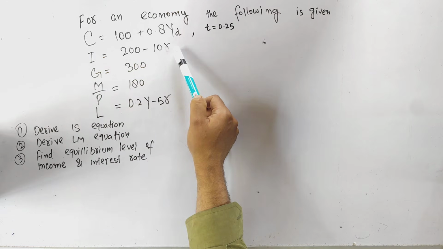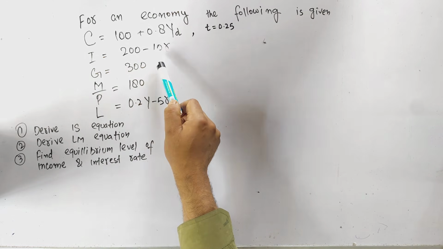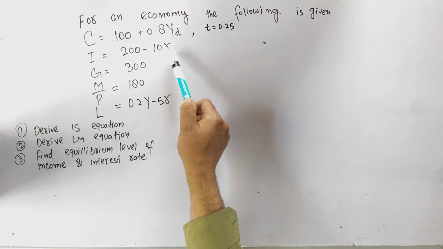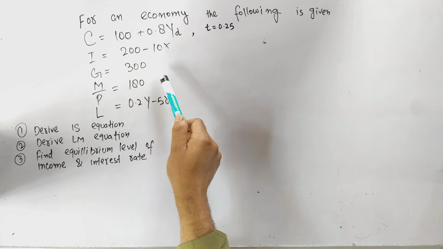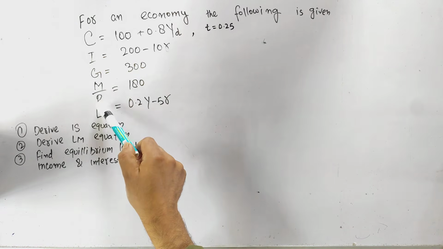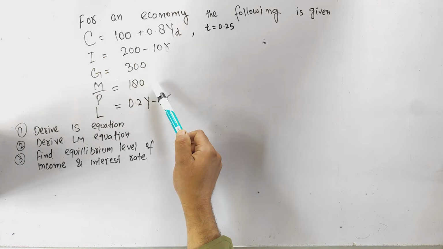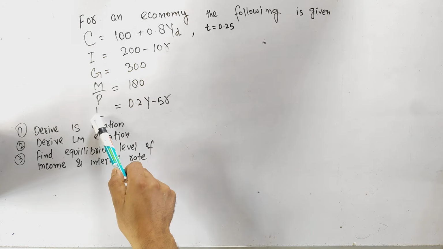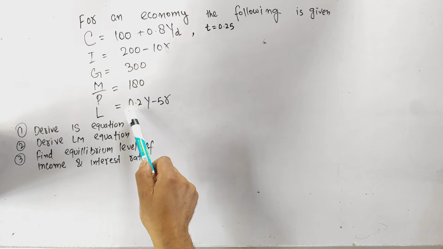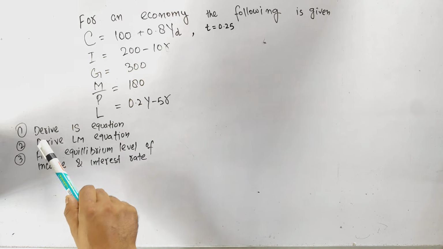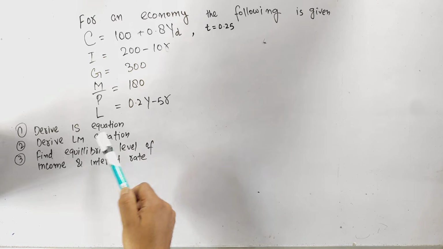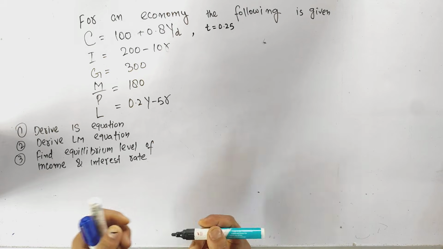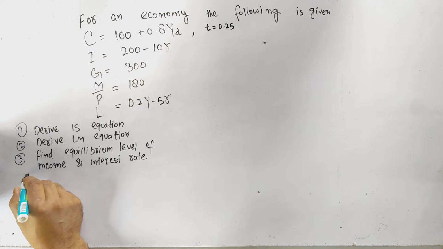Investment is a negative function of the rate of interest, equal to 200 minus 10R, where 200 is the autonomous investment when the interest rate is 0. Government spending is autonomous here, which is 300. M upon P denotes the real money supply, which is 180, exogenously given and fixed by the central bank, and demand for money is given as 0.2Y minus 5 times R. We are told to derive the IS equation and the LM equation, find the equilibrium level of income and interest rate, and also find the total tax revenue.